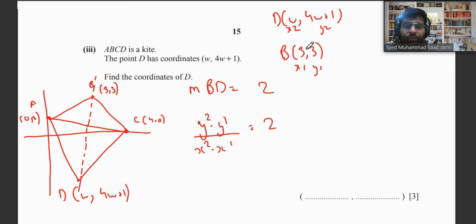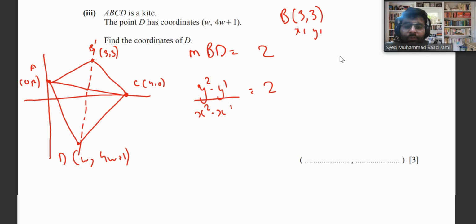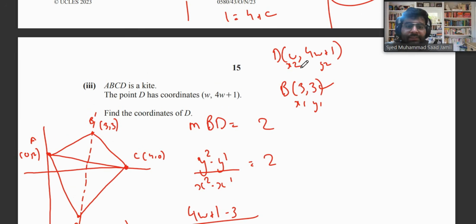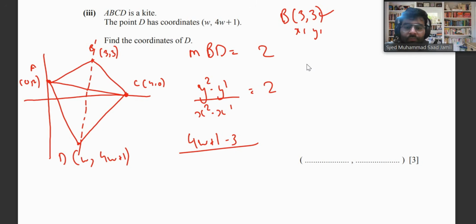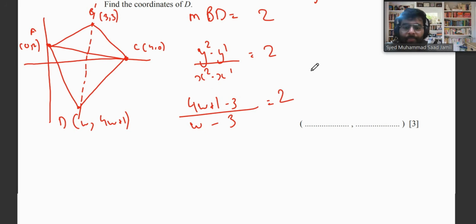Alright. So what is y2? 4w plus 1. y2 minus y1. y1 is 3. Upon x2 is w. Minus x1 is also 3. All of this is equals to 2. So 4w, 1 minus 3 is minus 2 upon w minus 3 is equals to 2.